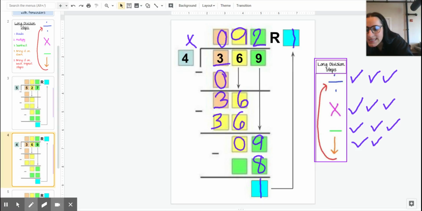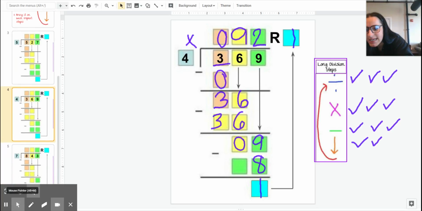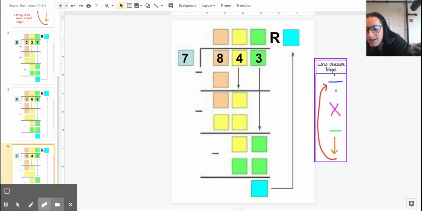And 1 is less than my divisor of 4, so my remainder looks good. Awesome job. Let's do one more problem together. All right. So our last problem is 843 divided by 7.